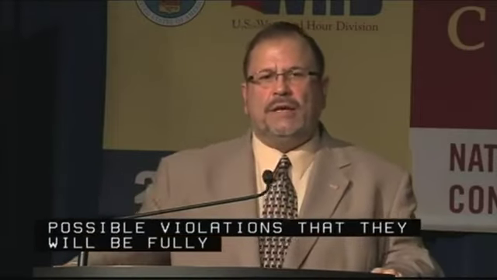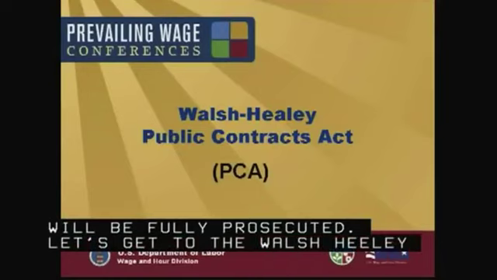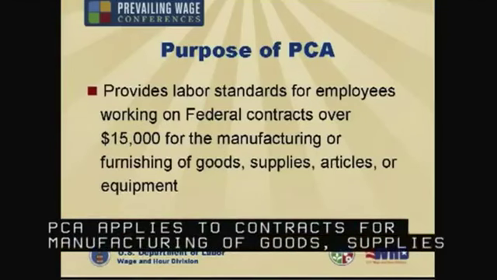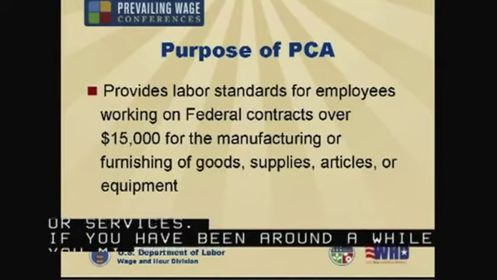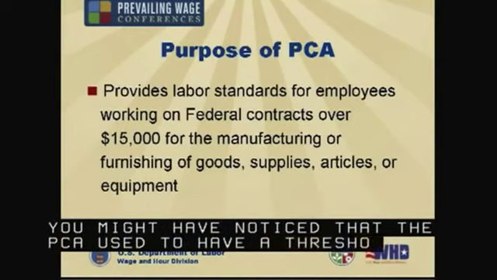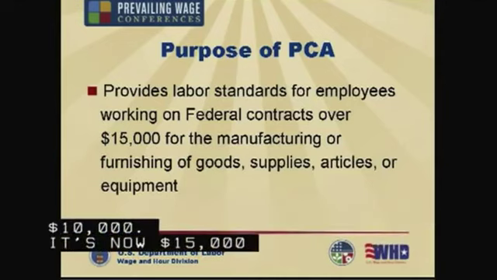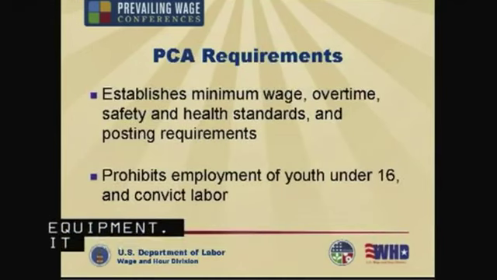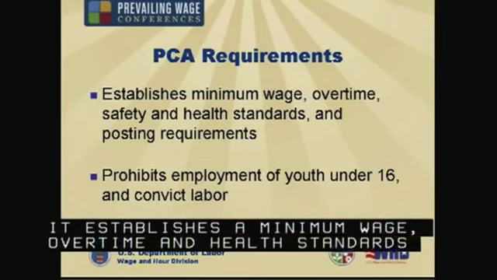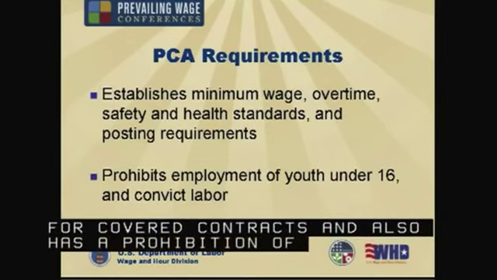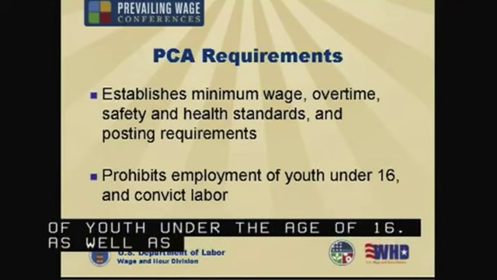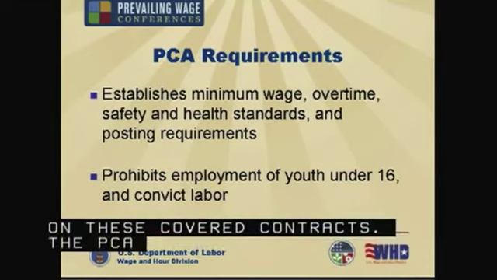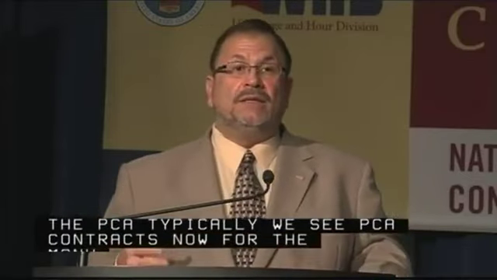Now, let's get on to the Walsh-Healey Public Contract Act, PCA. PCA applies to contracts for manufacturing of goods, supplies, or services. If you've been around for a while, you might have noticed that the PCA used to have a threshold of $10,000. It's now $15,000 for manufacturing and supply of goods, supplies, articles, or equipment. It establishes a minimum wage, overtime, and health standards for covered contracts, and it also has a prohibition of employment of youth under the age of 16, as well as a prohibition against the use of convict labor on these covered contracts.